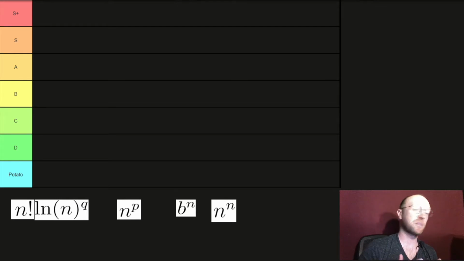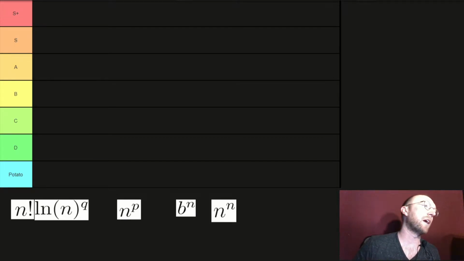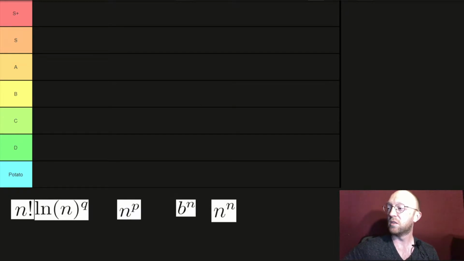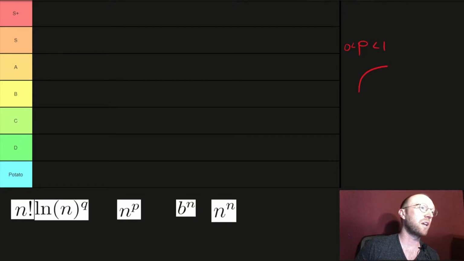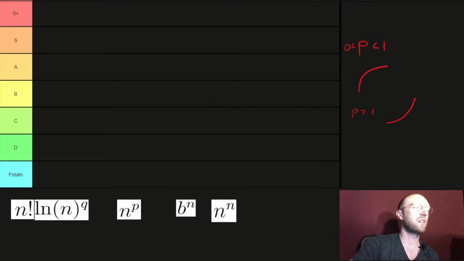So where are we going to start? I think the best place to start is at everyone's favorite function, n to the p. Now, n to the p is an extremely flexible function. It's everyone's first function: linear functions, quadratics, all of this. When I say flexible and deceiving, it's because if p is less than 1, I've got some concave type functions. If p is bigger than 1, it looks convex, kind of like e to the x.